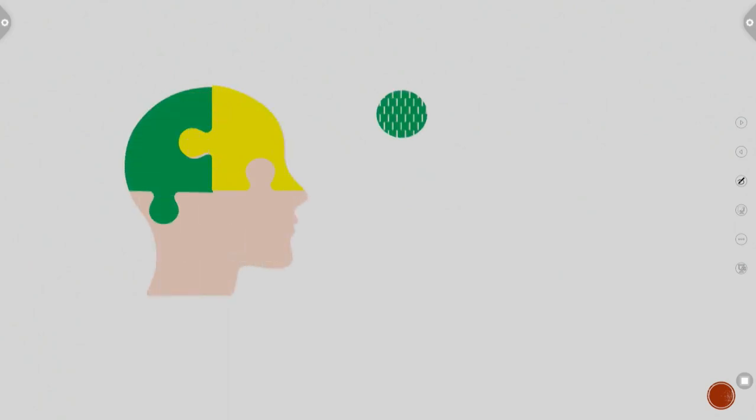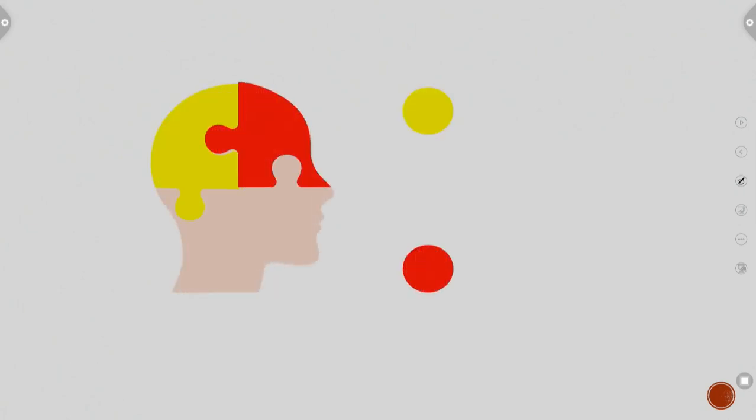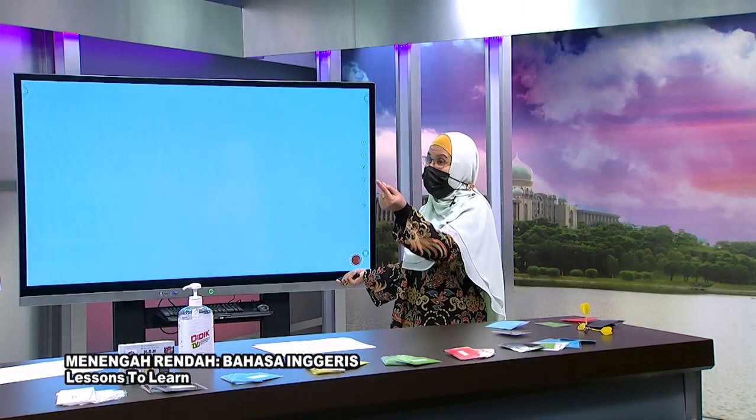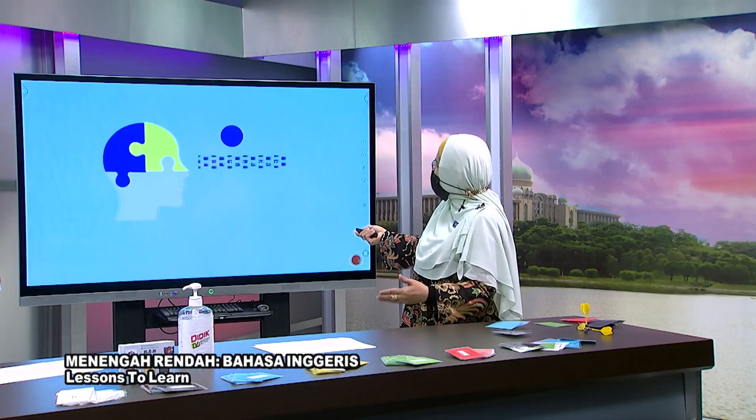Right. The next one, maybe our friends earlier did green color, where he or she had should provide more computers, and yellow, positive, learn comfortably. Now, the next one will be combinations of red and yellow. So red is for emotions and can organize many activities. Yellow is for positivity. And red is to feel exhilarating, just like what Nicole did just now. Yes. All right, so let us proceed to recap what your friends did.